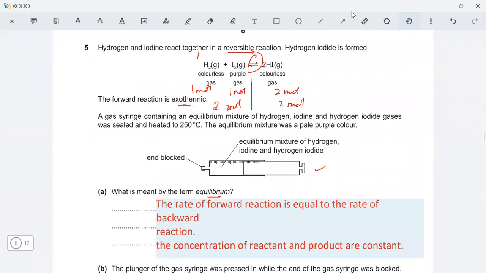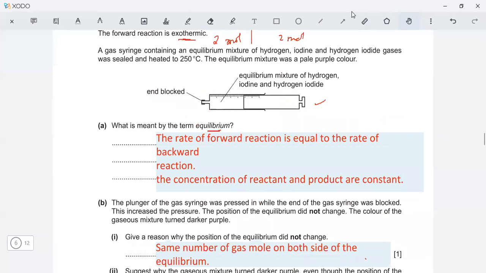Now question number 5. Hydrogen and iodine react together in a reversible reaction. Hydrogen iodide is formed. This is the chemical equation you can see. The forward reaction is exothermic. A gas syringe containing an equilibrium mixture of hydrogen, iodine and hydrogen iodide gas was sealed and heated to 250 degrees centigrade. The equilibrium mixture was a pale purple color. The diagram is given.